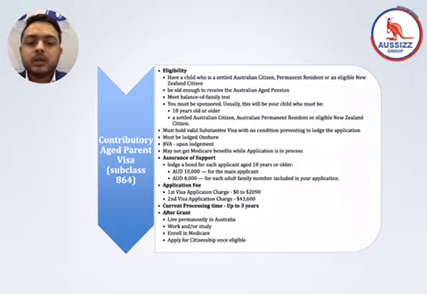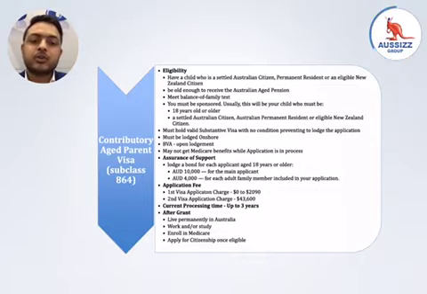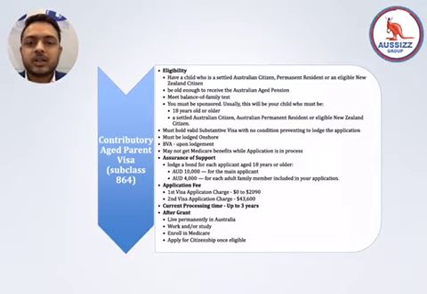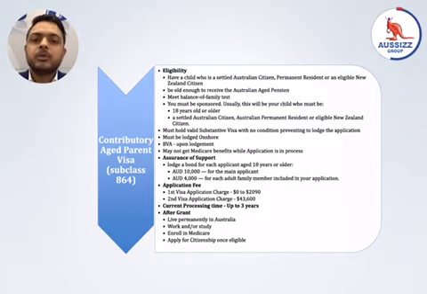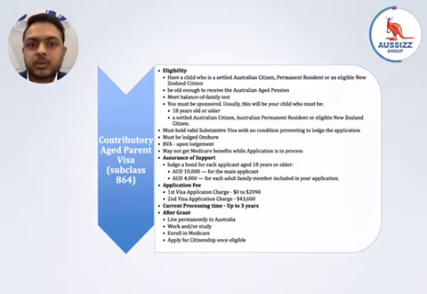Applicants must hold a substantive visa to lodge the subclass 864, because this is an onshore application, so the application must be lodged onshore. That's why the applicant must have some visa that allows them to stay here. So it has to be a substantive visa, and the applicant must not have any condition which is preventing them from lodging an application. For example, let's say someone's parent is in Australia on a subclass 600 visa, which is a visitor visa.